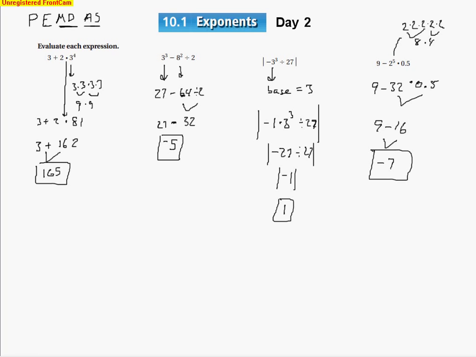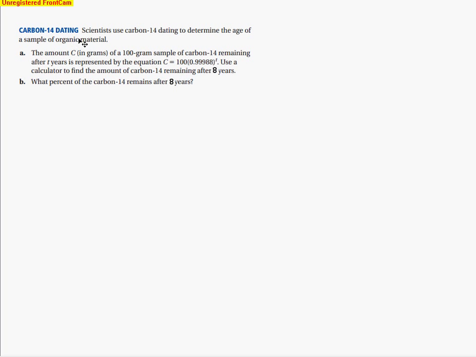So let's take a look at the next type of problem that we'll see. And here's one where we've got to evaluate an expression given this word problem. So it talks about scientists use carbon-14 to determine the age of a sample of an organic material. It says the amount of carbon in grams of a 100-gram sample of carbon-14 remaining after T years is represented by this function right here. And then it says use a calculator to find the amount of carbon-14 remaining after 8 years.